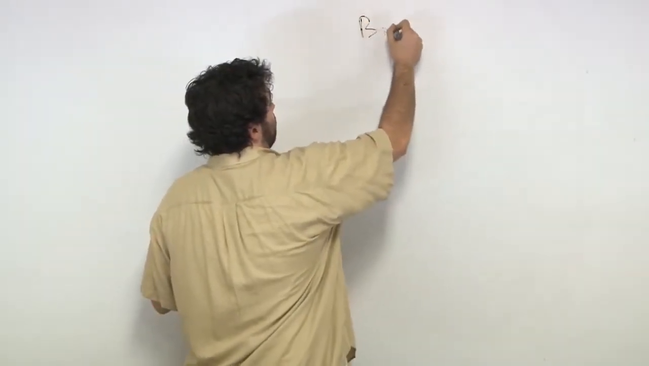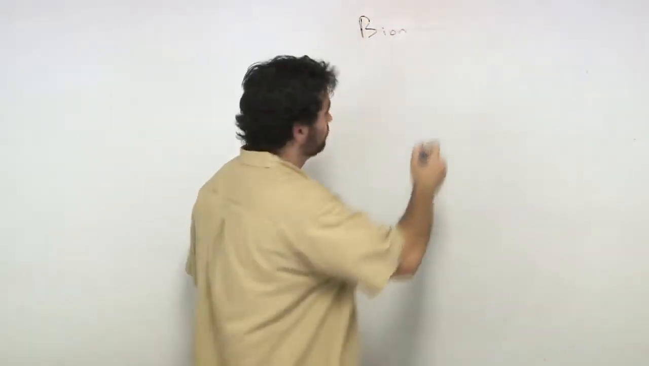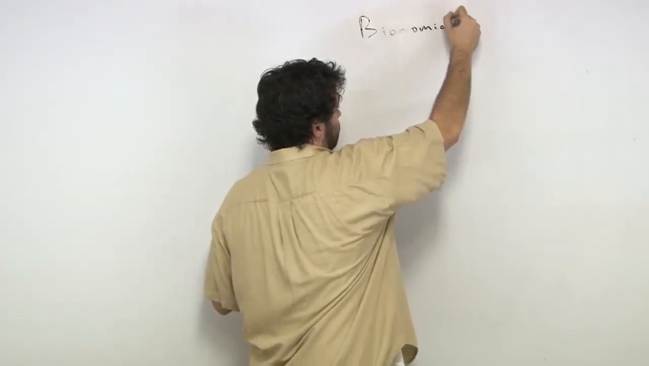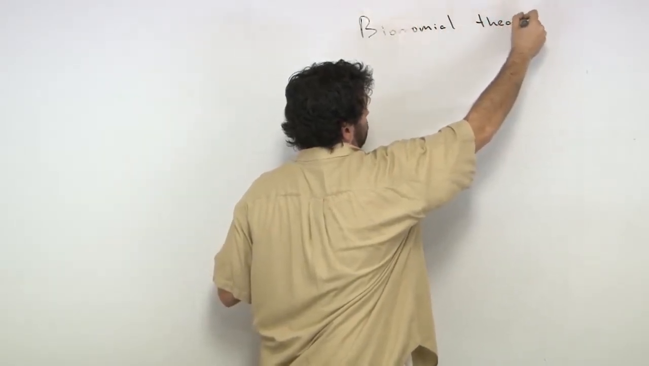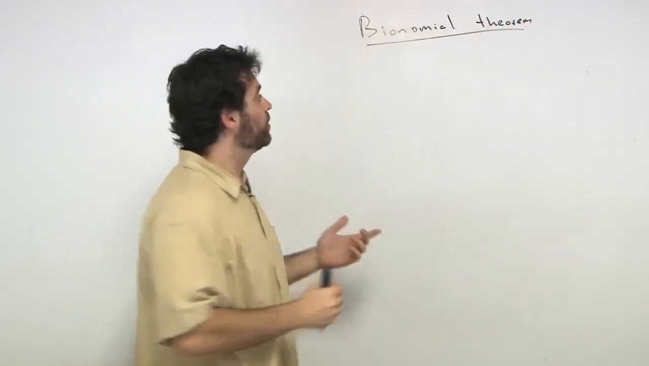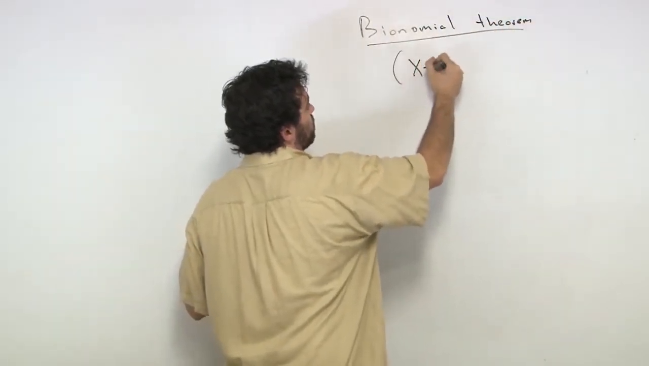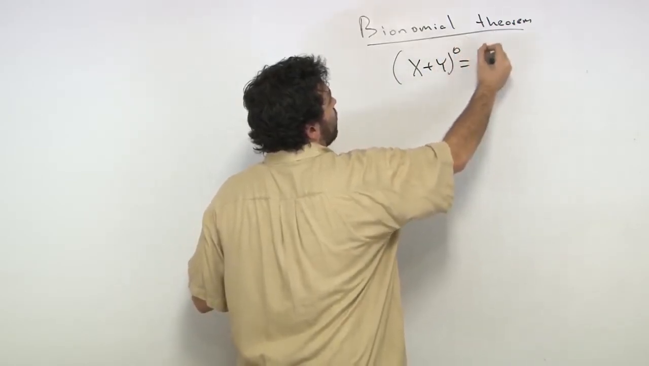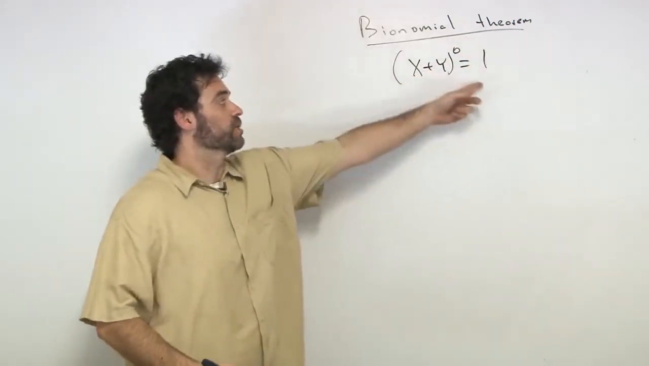So here we have the binomial theorem. Okay, so we start out with some binomial expansion. We have x plus y to the 0. We all know that's equal to 1. Anything to the 0 power is equal to 1.